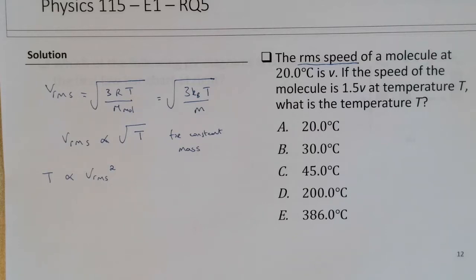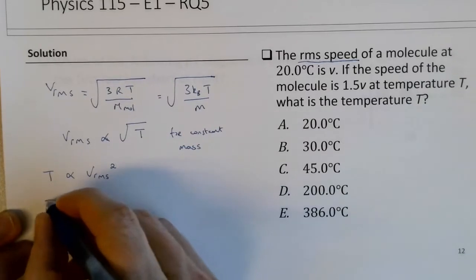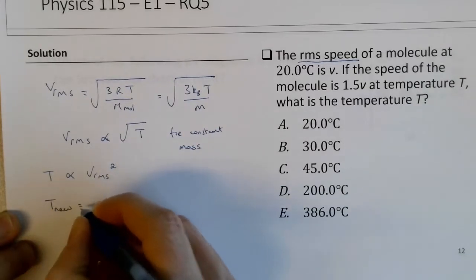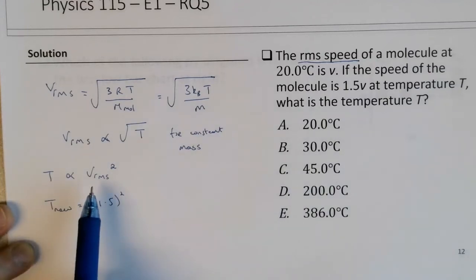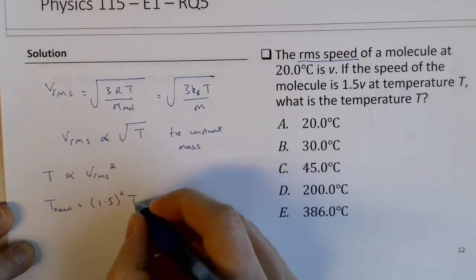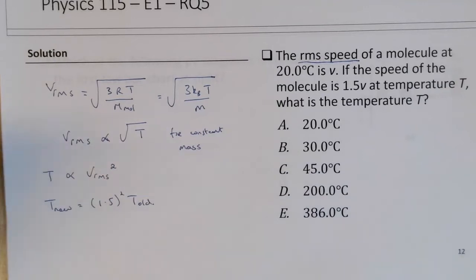So we know that the speed increased by a factor of 1.5. So that means that the new temperature would have to be scaled by 1.5 squared of the old temperature. That's how this scaling relationship works. So T new, the new temperature, would have to be 1.5, the factor by which the speed changes, squared, times the old temperature. So that's one of the difficult parts of the question initially, but we're not finished.